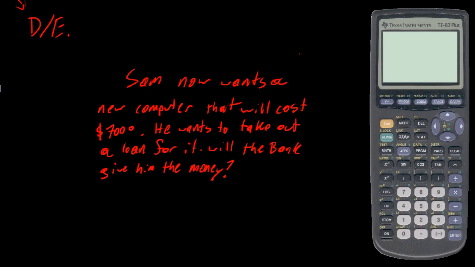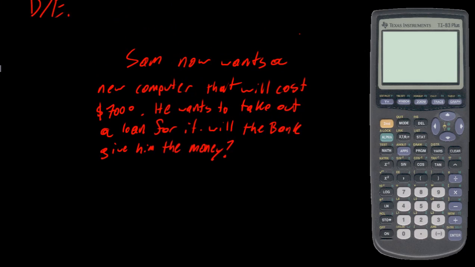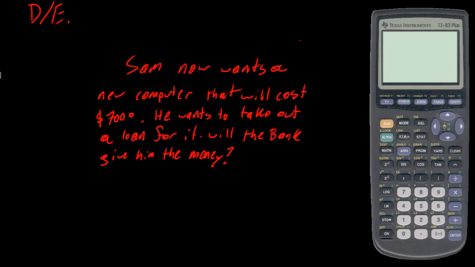Now, he doesn't have $7,000 sitting around in cash, so he's going to need to go to the bank and take a loan for it. Will the bank give him the money? So this now becomes a debt to equity ratio. This is not a GDSR question because we're not talking about a mortgage. They already really have that. What we're talking about is, can Sam afford to take on new amounts of debt in terms of getting something else?